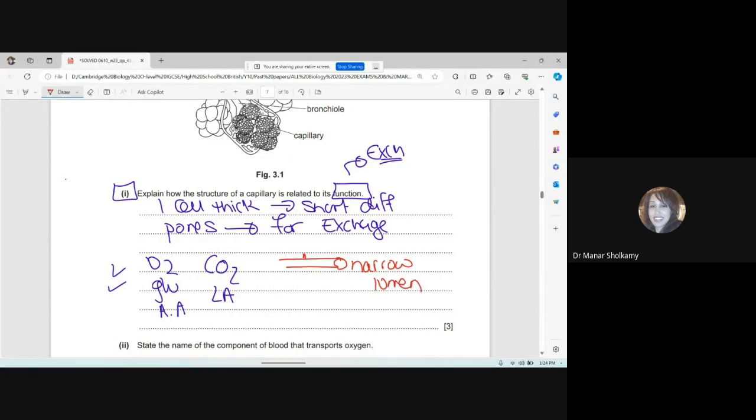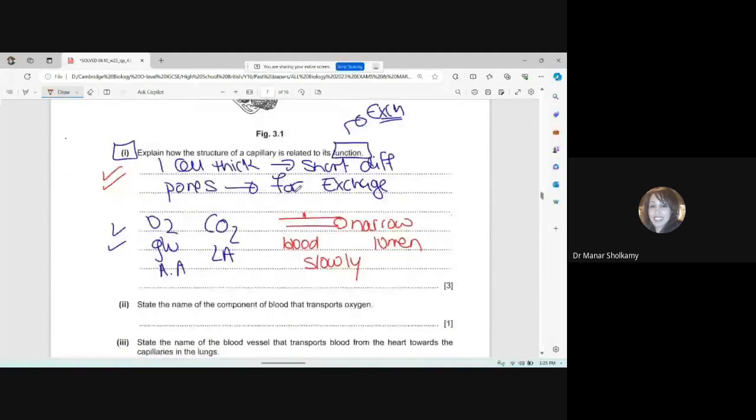So the blood travels quickly or slowly? Slowly. Yes, the blood will move slowly, and this will give time for diffusion. Again, this is the direct question. Good. And also, don't forget that you have a very rich supply of capillaries at any capillary bed, because this increases the surface area for faster exchange of materials. Always more or greater surface area makes diffusion faster.